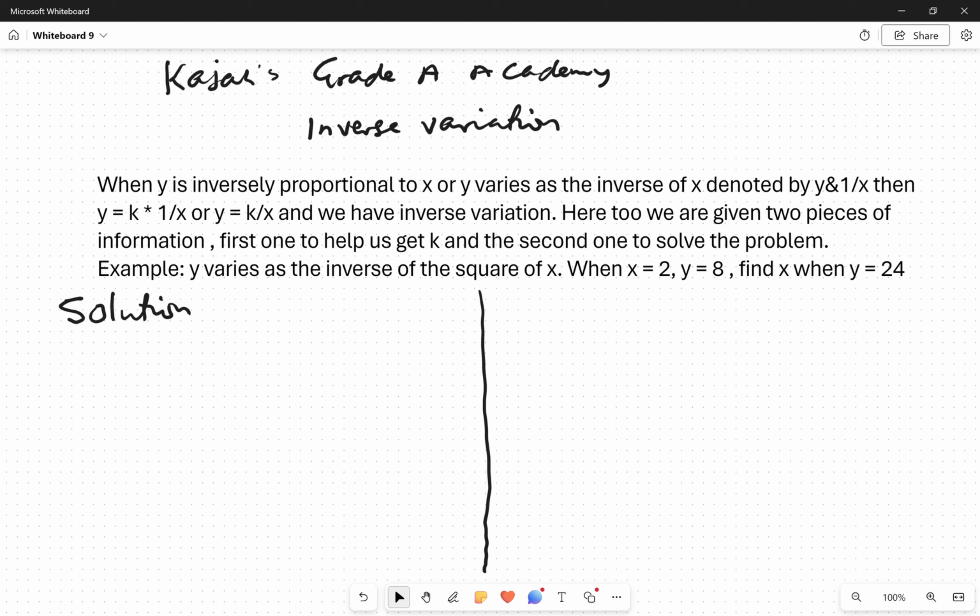So we have inverse variation. Just like the direct variation, we are given two pieces of information. The first one will help us to get the value of the constant k, and the second one will help us to solve the problem.